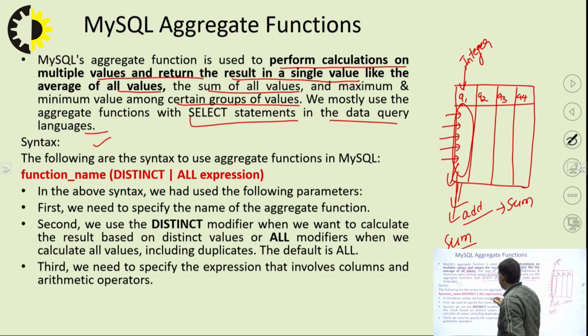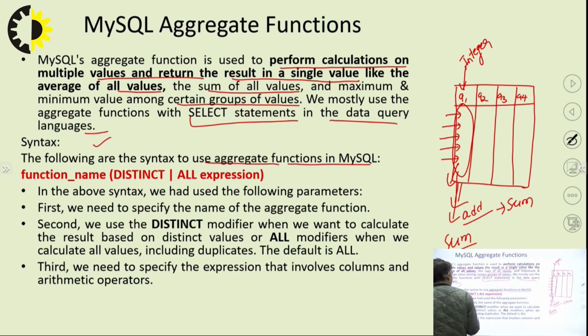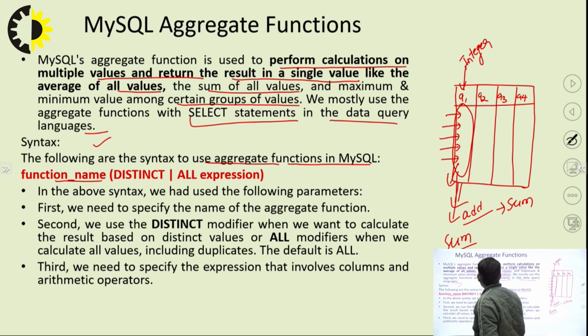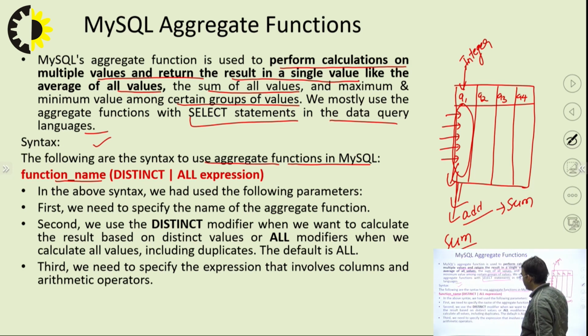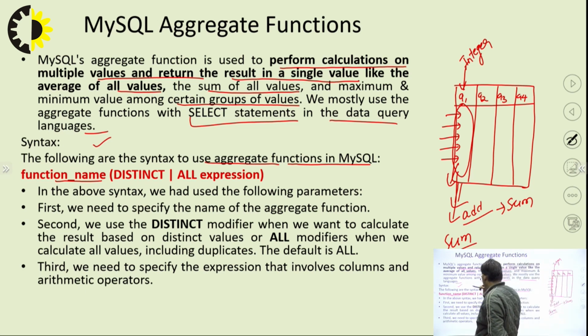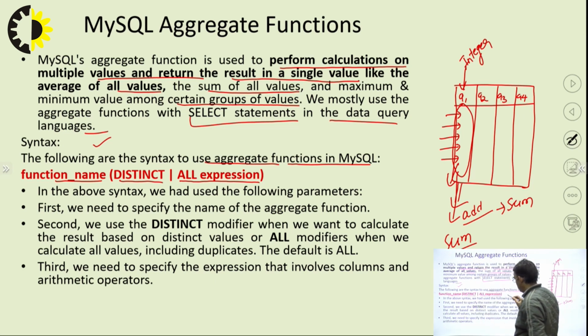The following is the syntax to use an aggregate function in MySQL. First we have to put the function name. There are 6 functions which we use as aggregate functions. We will discuss each one by one with some examples. Then we have to use DISTINCT, or we have to insert some expression. On the basis of the expression, the query will be executed.